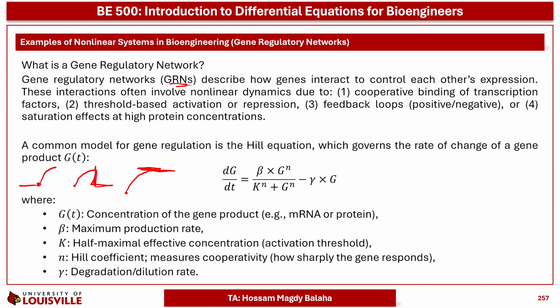One of the common models is called the Hill equation, which models the rate of change of the gene product, G of t. As you check this equation, you will find that we have different coefficients, and we have a symbol called n. n here is the Hill coefficient, and this reflects how sharply the gene responds. And it can be 0, 1, 2, and so on. Beta is the maximum production rate. Gamma is the degradation or dilution rate. K is the half-maximal effective concentration or the activation threshold. And as we mentioned, G is the concentration of the gene product.